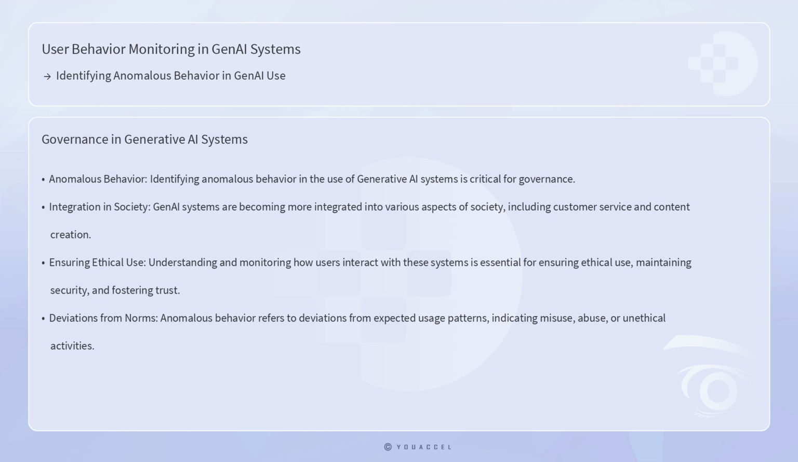Identifying anomalous behavior in the use of generative AI systems is a critical component of governance in AI technologies. As GenAI systems become more integrated into various aspects of society, from automated customer service to content creation, understanding and monitoring how users interact with these systems is essential for ensuring ethical use, maintaining security, and fostering trust. Anomalous behavior in this context refers to deviations from expected or normative usage patterns, which could indicate misuse, abuse, or other forms of unethical or harmful activity. This lesson explores the complexities of identifying such behaviors and the methodologies employed to monitor them effectively.